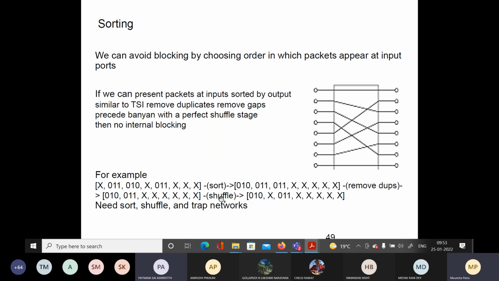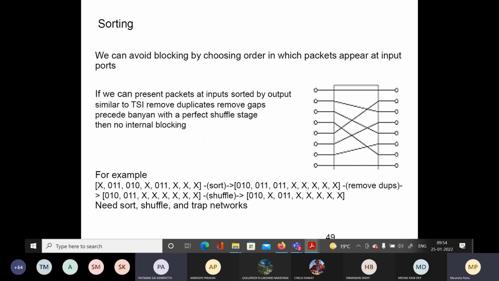Now you shuffle this so that there is no intersection among the paths, and then you have shuffled this. So now this can easily move through this particular network. This is how you can use this at input ports, so that you have a reduced amount of contention in case of Banyan switches.